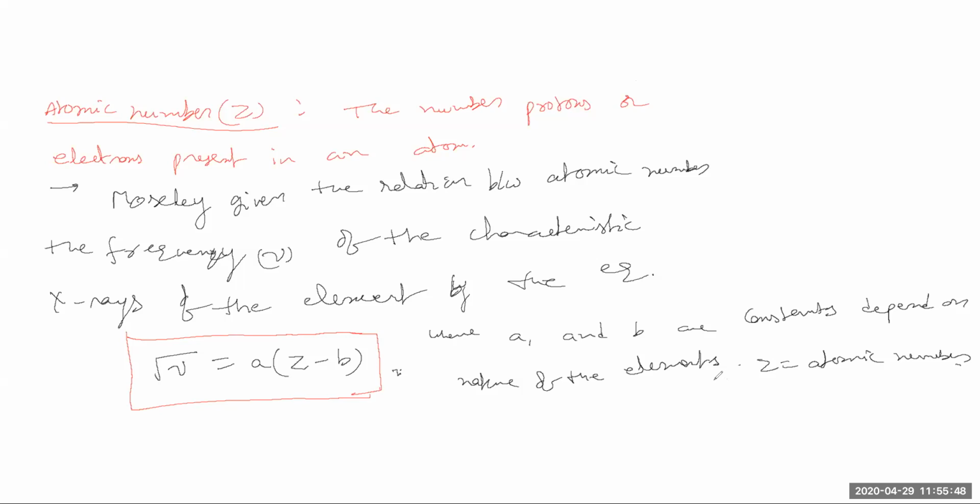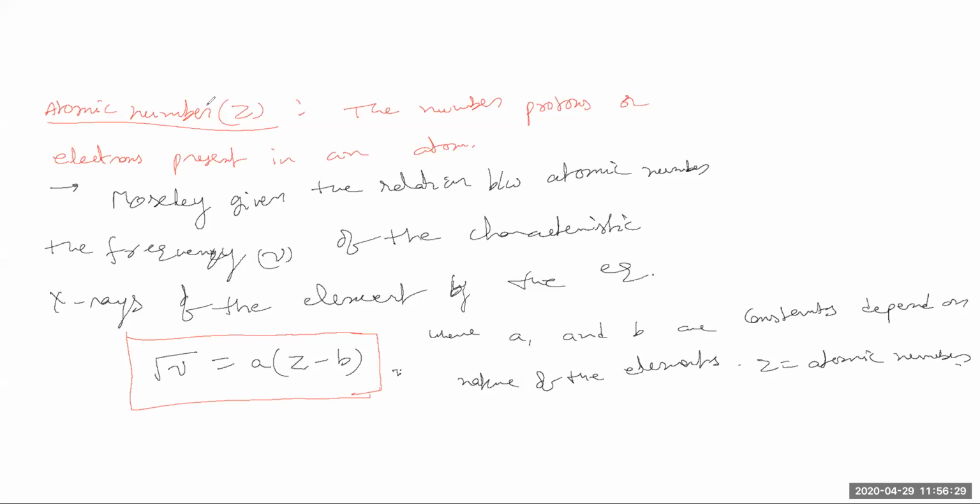You know what is mass number? A is the sum of the masses of protons and neutrons, not electrons. Sum of protons and neutrons. Mass number is A, and atomic number is Z.